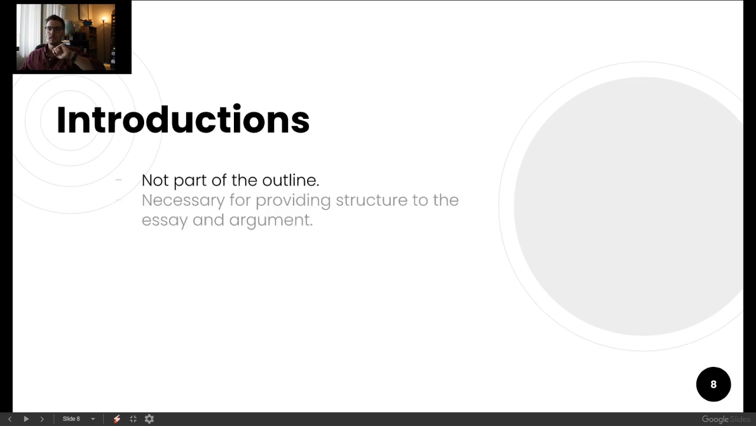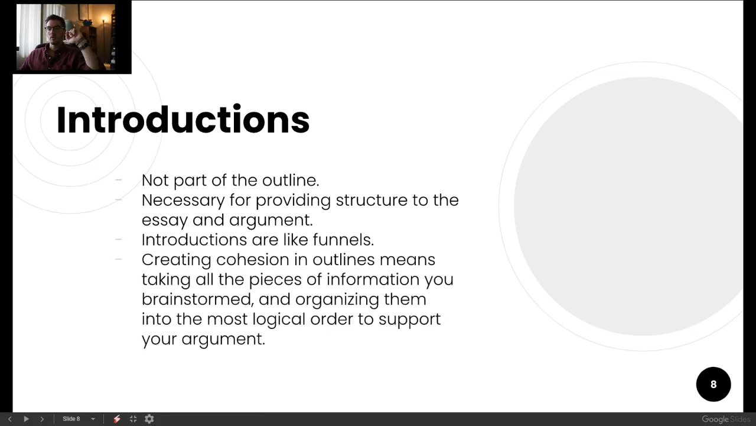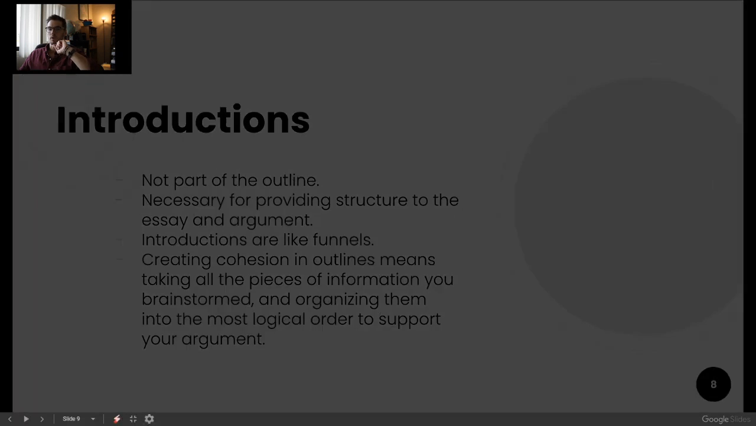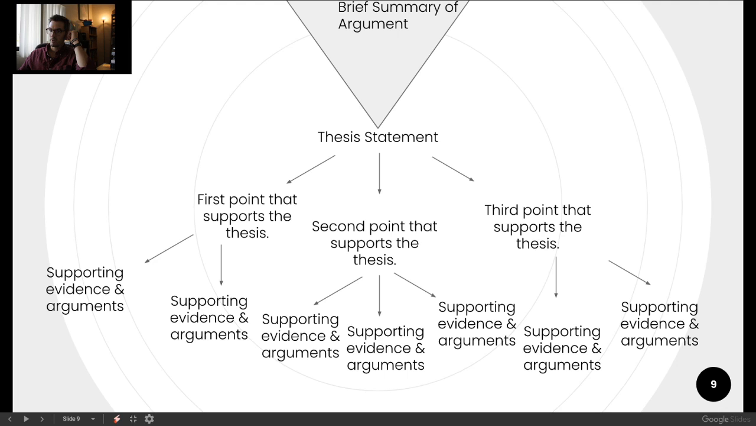So introductions are not part of the outline. They're necessary for providing structure to the essay and the argument. Introductions are like funnels. And then creating cohesion in outlines means taking all the pieces of information you brainstormed and organizing them into the most logical order to support your argument. Once you have your thesis statement, then you build your essay.